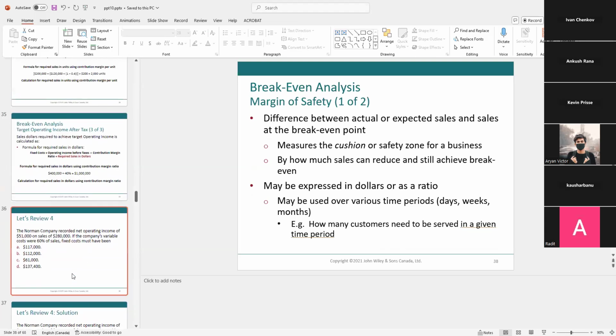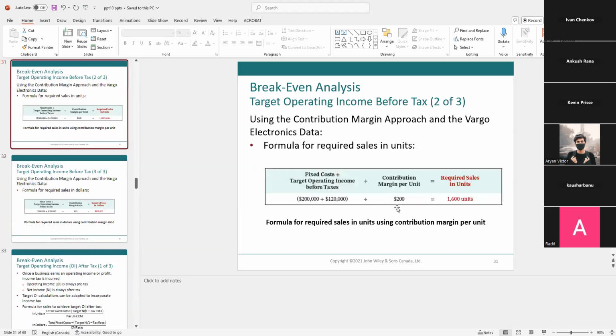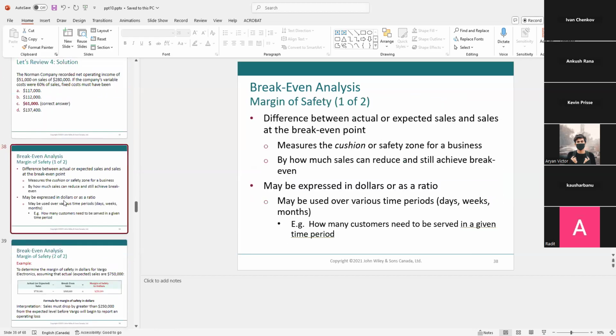Make sense? So if my break-even point is, let's say, 1,000 units, and currently I'm at 1,600 units, how much is my margin of safety? Well, obviously 600 units. So the margin of safety again is where you are compared to the break-even. It can be measured by number of units or by sales dollar amount.